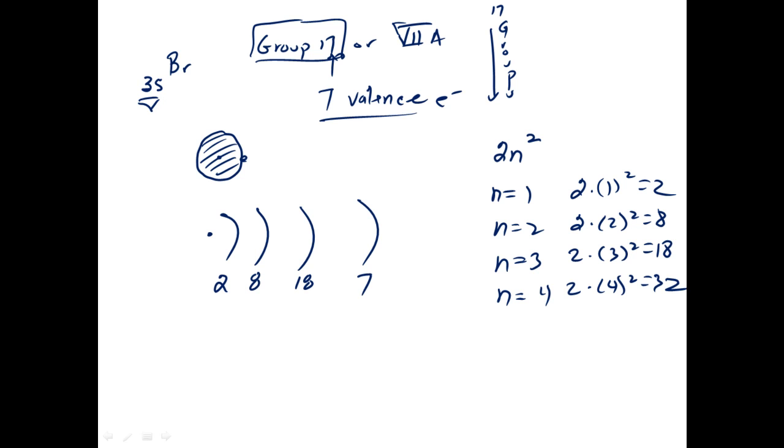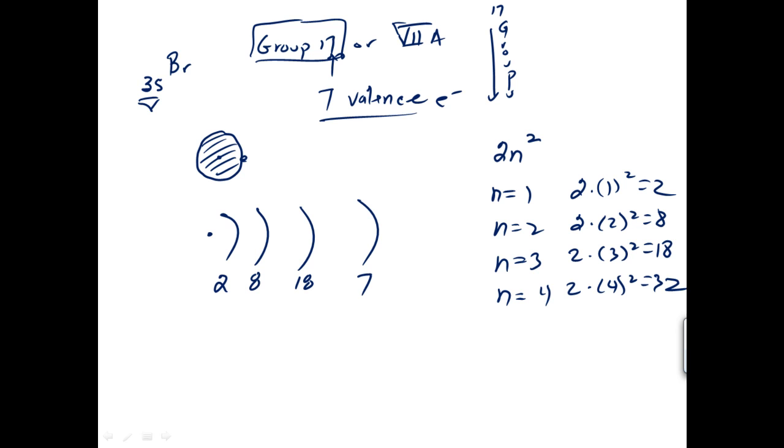Now, will they always be maximized out? No, because in the fourth shell we can hold a maximum of 32, but we only have 7. So let's talk about how we know how many electrons go in each shell. Well, you're going to use the periodic table to do this.